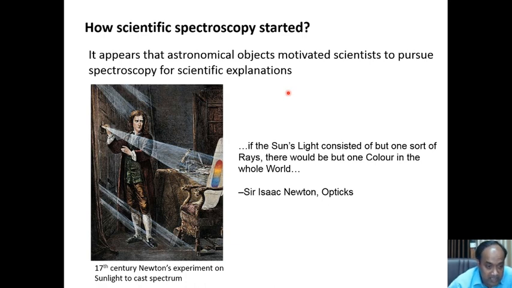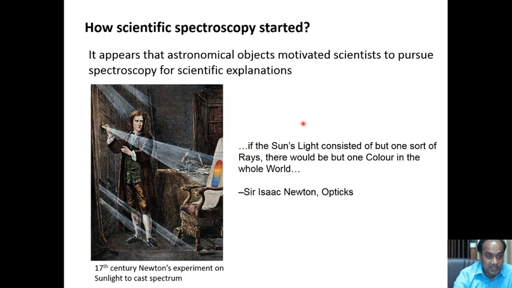The scientific application of spectroscopy started, and it appears that astronomical objects motivated scientists to pursue spectroscopy for scientific explanation. And this is the famous drawing of how in the 17th century Newton made an experiment on sunlight to cause a spectrum. So this is basically the sunlight coming from a pinhole, and he used a prism-like device and he could see the spectrum. And there's a very famous quote which is very relevant.